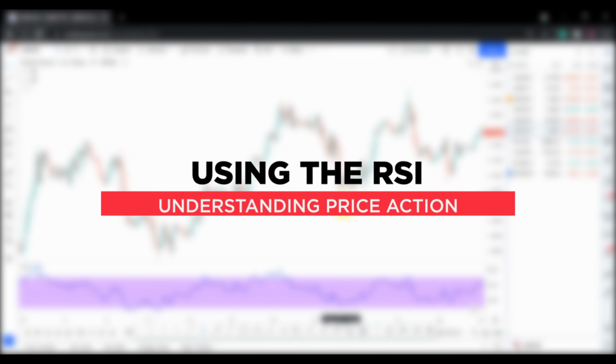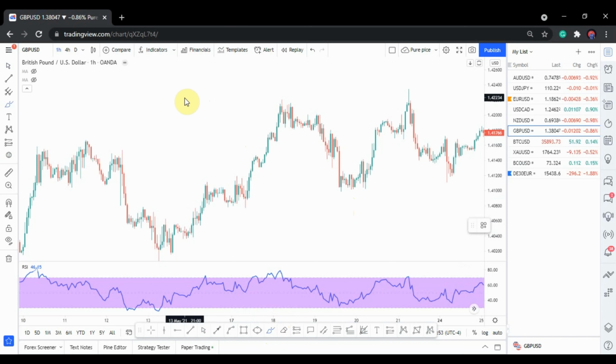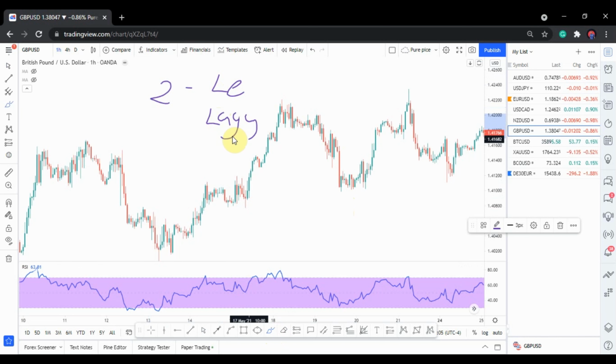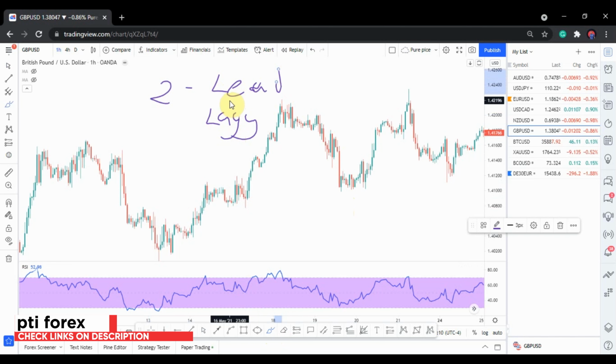So we are going to be learning about the relative strength index, also known as the RSI. Before I can get started into this indicator, you need to know as a trader that we have two types of indicators. We have leading indicators and we have lagging indicators. Leading indicators, as the name says, are the indicators that go before the price, but lagging indicators are the indicators that go after the price.